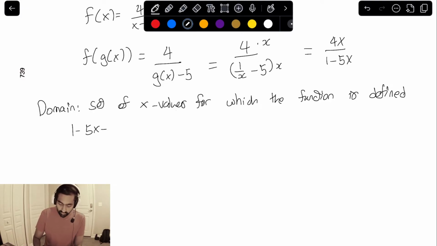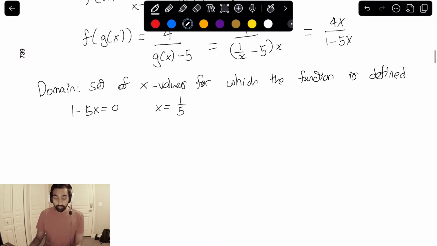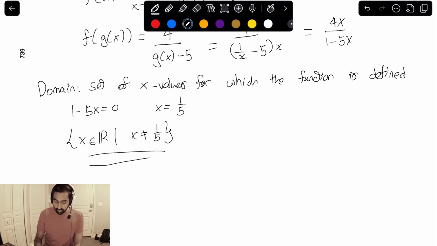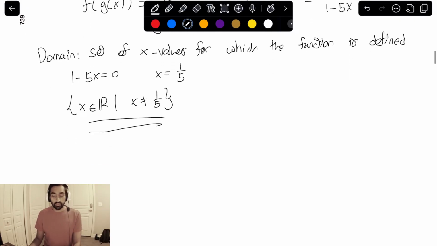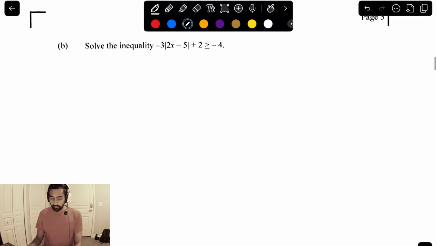So if I solve 1 minus 5x equals 0, I get x is equal to 1 over 5. So my domain is basically everything except 1 over 5. So I can write this as the domain of the function being the set of x in the set of real numbers, that's what this means, such that x is not equal to 1 over 5. This is the domain of my function f of g of x. Okay, now let's do part B.